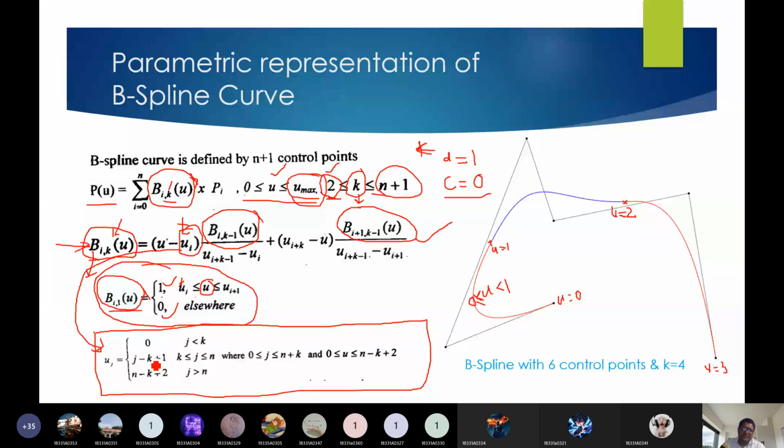All these values are constants only. For example, if you want to calculate u j, you will supply the j value. For example, u3, which is one of the knot vectors, you can substitute in this function. To calculate u3, the j value is equal to 3, and k is a constant value. Similarly, n is also a constant value. First you need to verify whether this particular j value is less than k, in between k and n, or greater than n. Depending upon that j value, you need to decide whether u3 is 0 or which formula to use. So these knot vectors can also be calculated and then substituted in the polynomial B function.